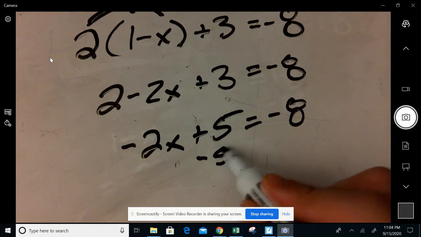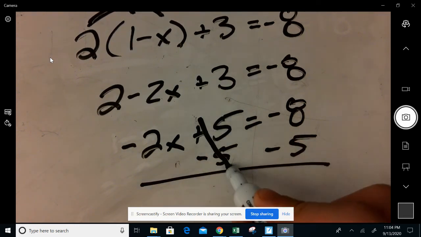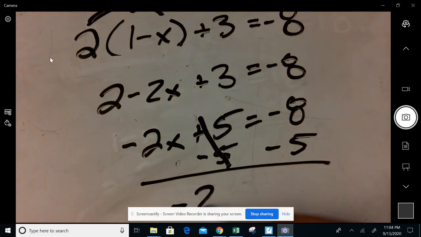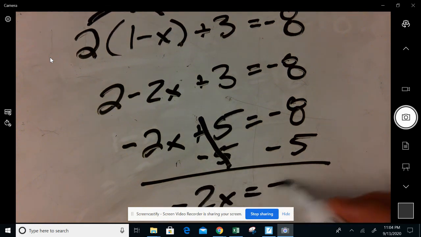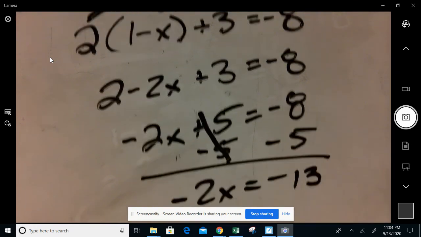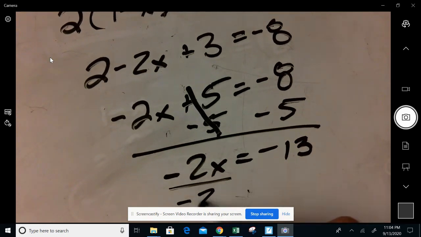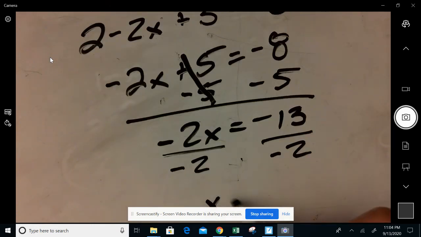And from there, now we have a two-step equation. Subtract 5 from both sides. Negative 2x equals negative 13. And so we'll end up with a fraction. Divide both sides by negative 2. It's negative 2 times x, so do the opposite, which is divide. And negative divided by a negative is positive.